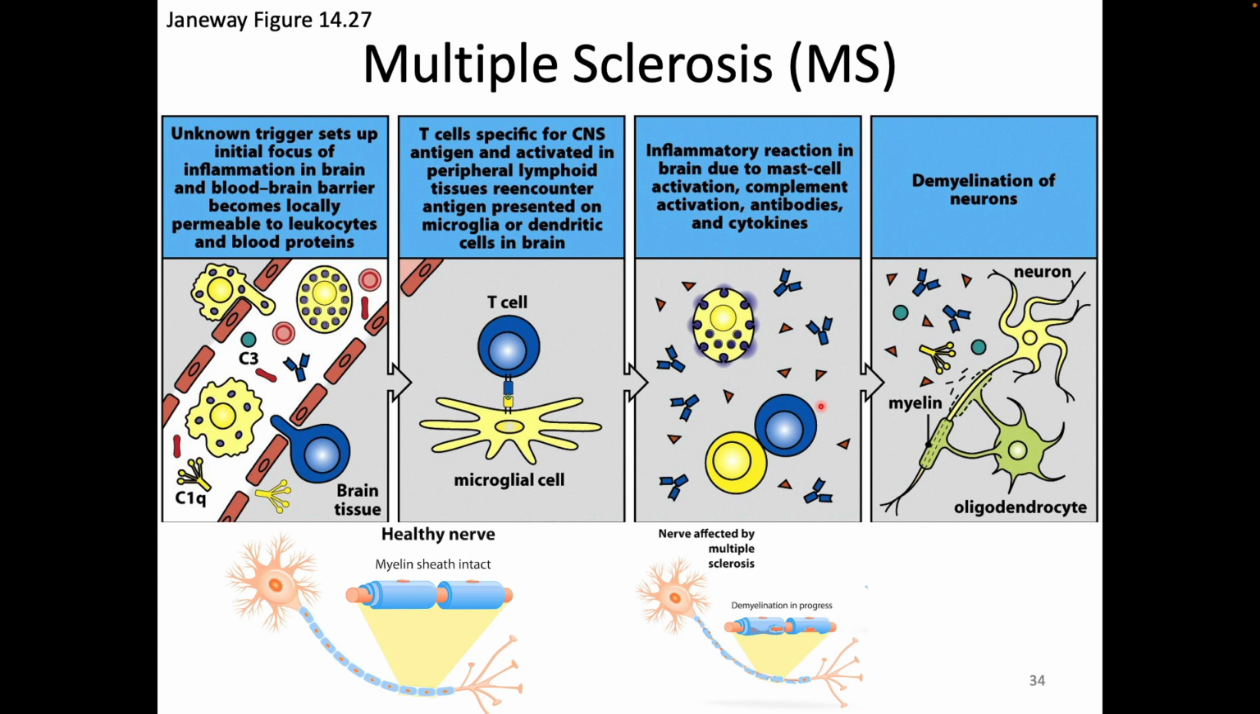So, based on what you know, could you propose a way to treat or stop multiple sclerosis? What seems wrong with multiple sclerosis compared to the rest of this lecture, or what we've just been talking about, and what might you want to try to do?